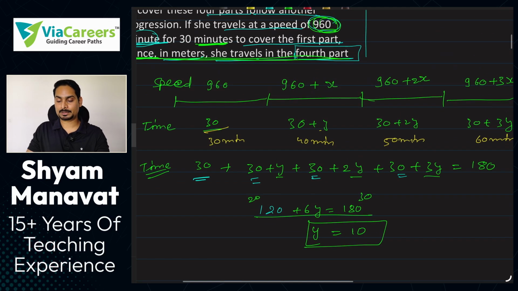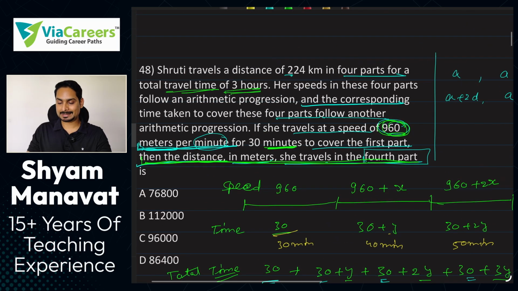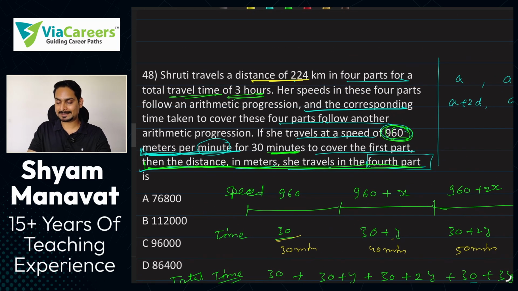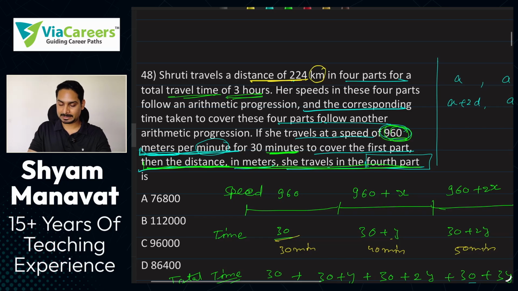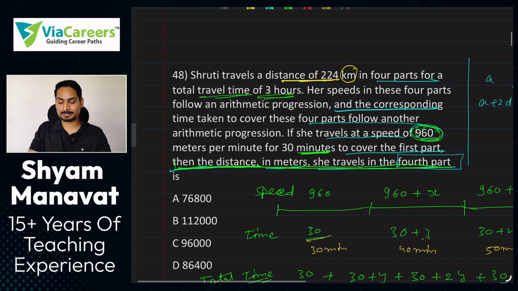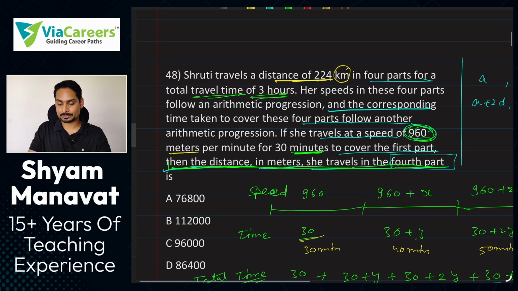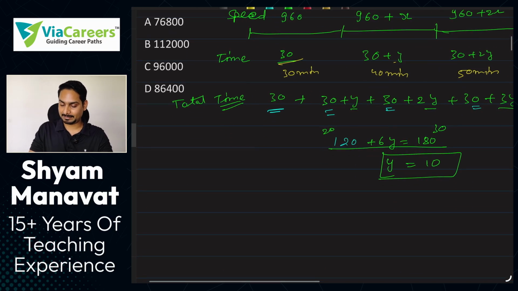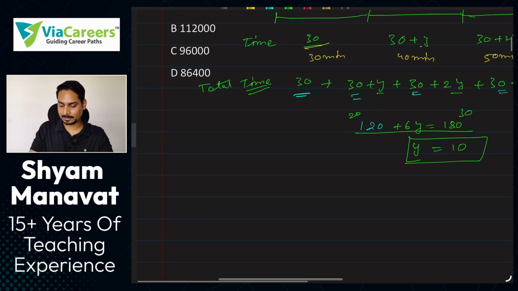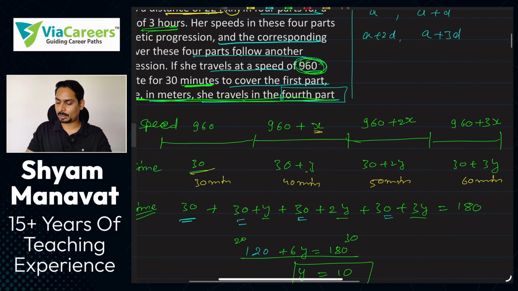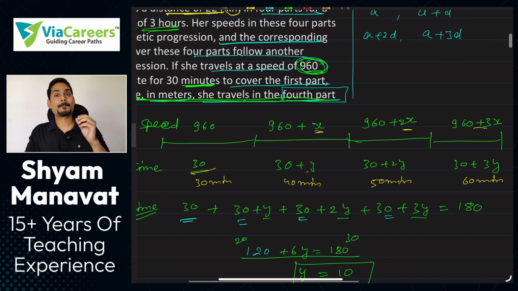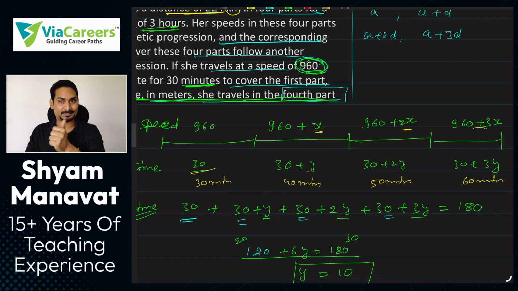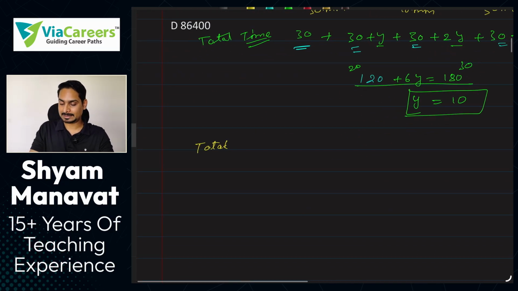Now we'll focus on the distance. Total distance given is 224 kilometers, whereas we are considering the distance as per the unit of speed mentioned in the question, in meters. So what will we do? We'll convert this kilometer into meters, and then we will see what the total distance is. That will help us find this common difference of speed, and accordingly we can find out the distance traveled in the fourth part. Okay?